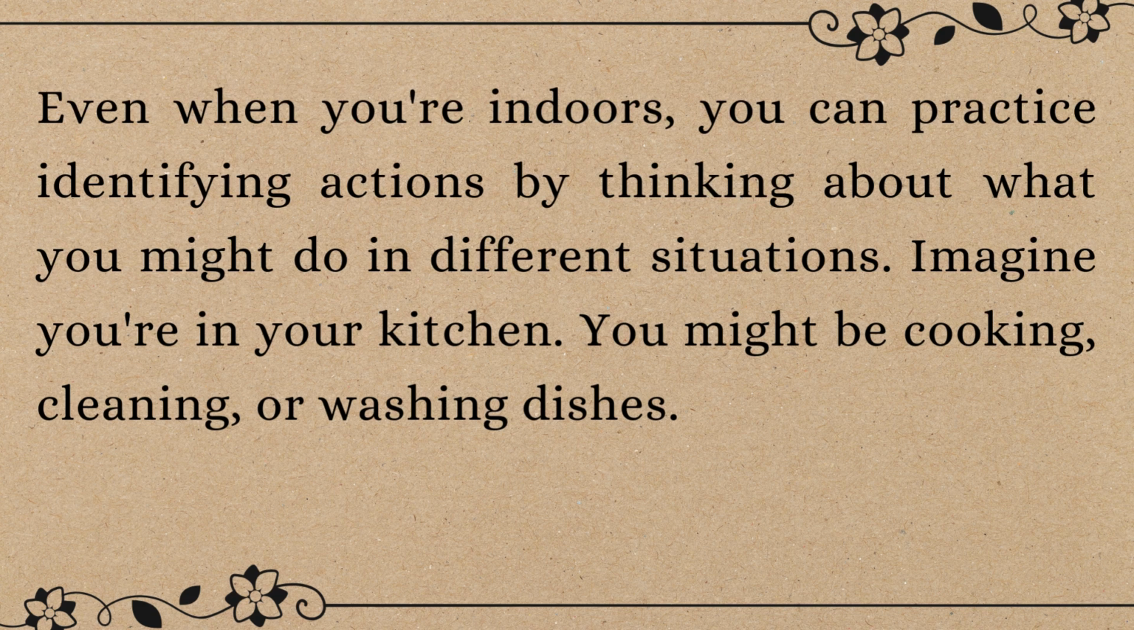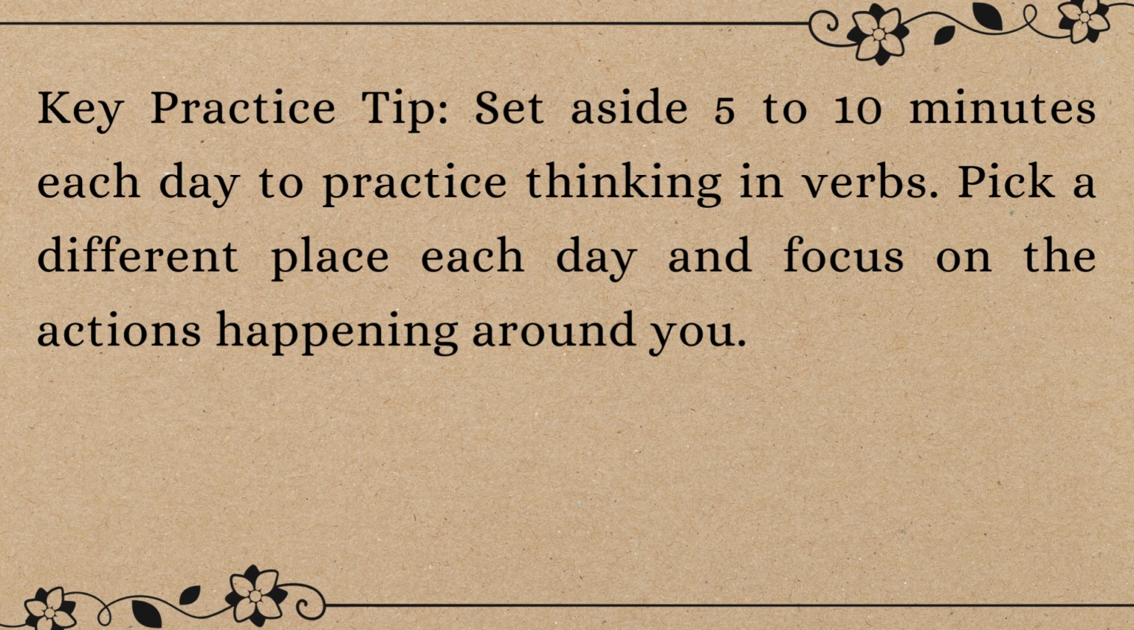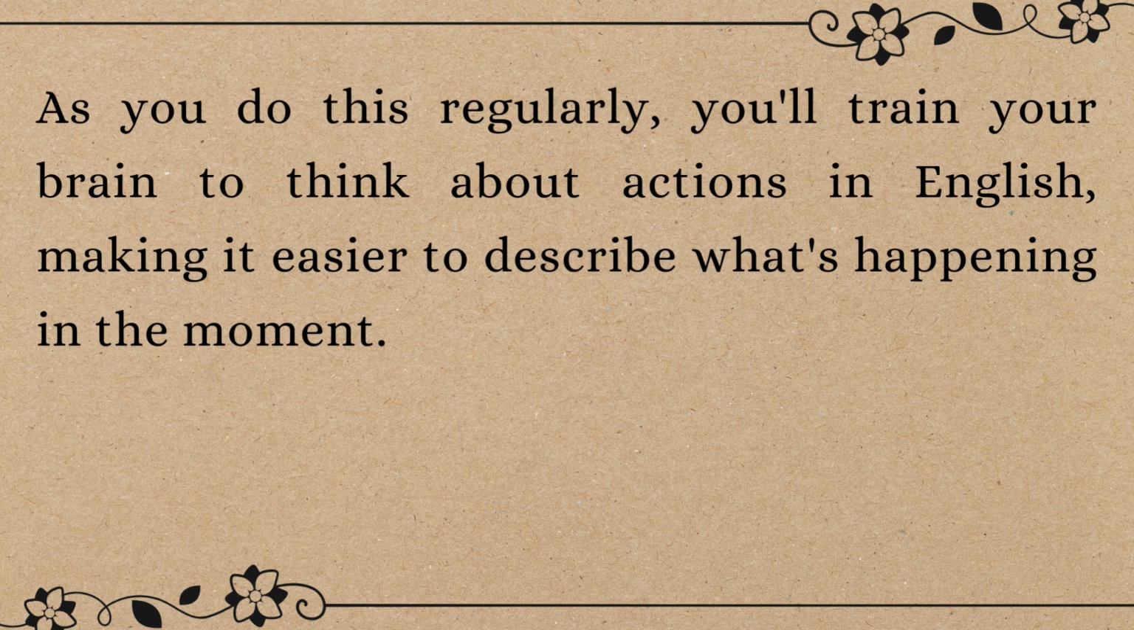Key practice tip: set aside 5 to 10 minutes each day to practice thinking in verbs. Pick a different place each day and focus on the actions happening around you. As you do this regularly, you'll train your brain to think about actions in English, making it easier to describe what's happening in the moment.